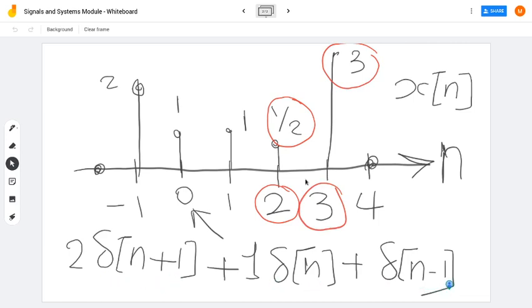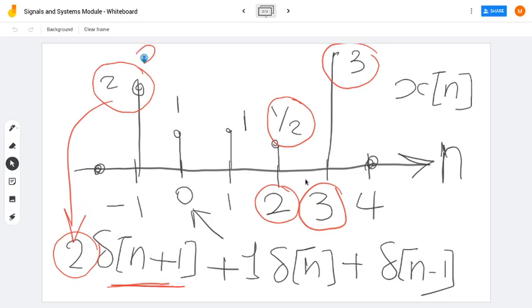Impulses that are shifted in time, delta of n minus 1, delta of n plus 1, and each impulse would have a weight, and this weight basically is the value of the function at this instant. So if you take a look at this impulse, delta of n plus 1, this 2 is actually the weight of the function at instant minus 1. It's basically x of minus 1.